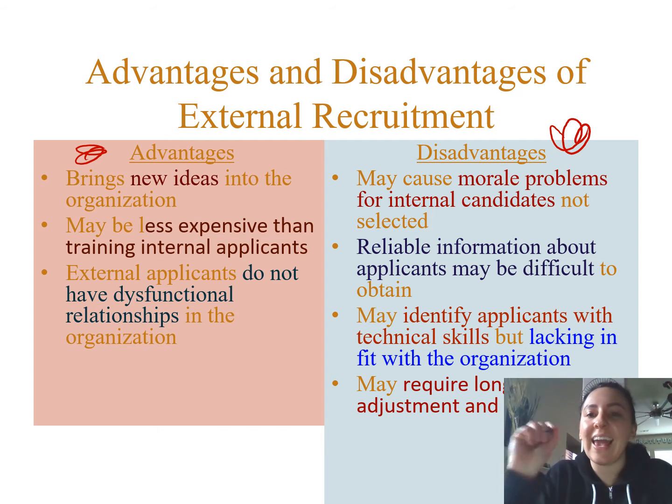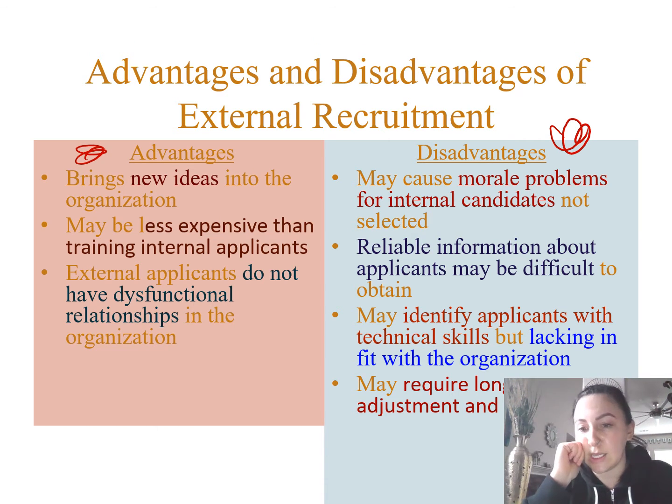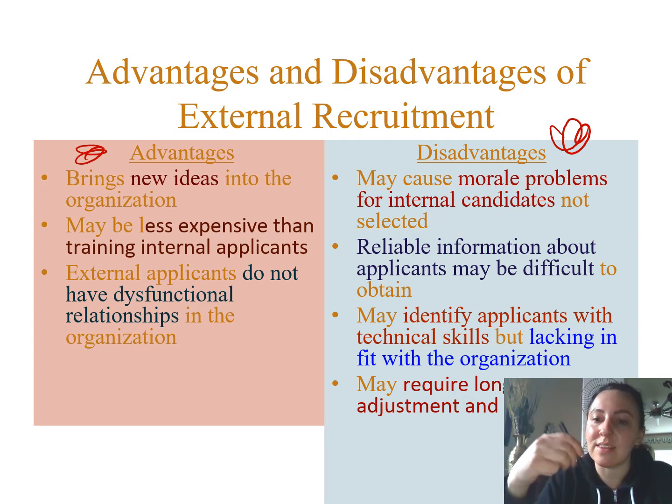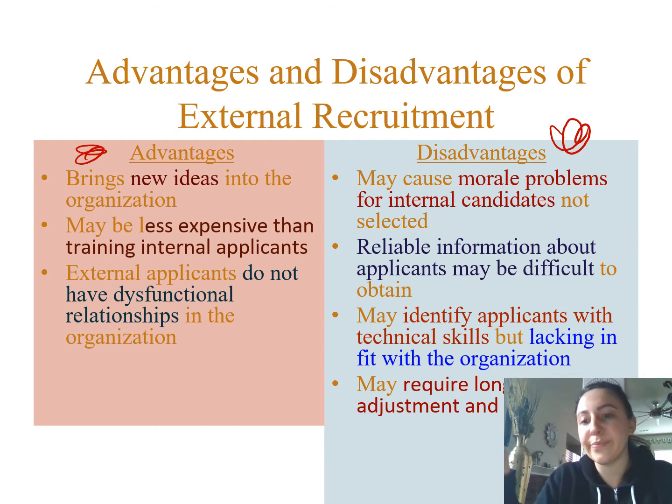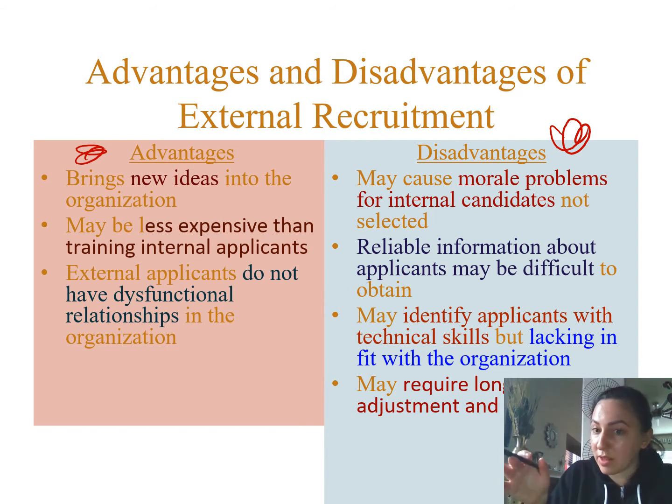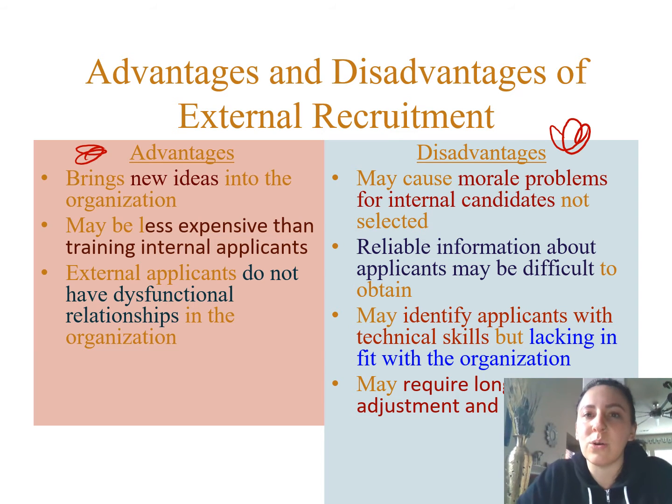So first of all, it can cause morale problems for those internal applicants that didn't get selected. The internal applicants who apply for the same positions might get really mad that you chose someone outside of the organization versus them. And then that's going to in turn make them feel like, oh, I don't need to be loyal to you because you ain't going to be loyal to me. Okay, that can happen. Next, reliable information about external applicants may be difficult to obtain.